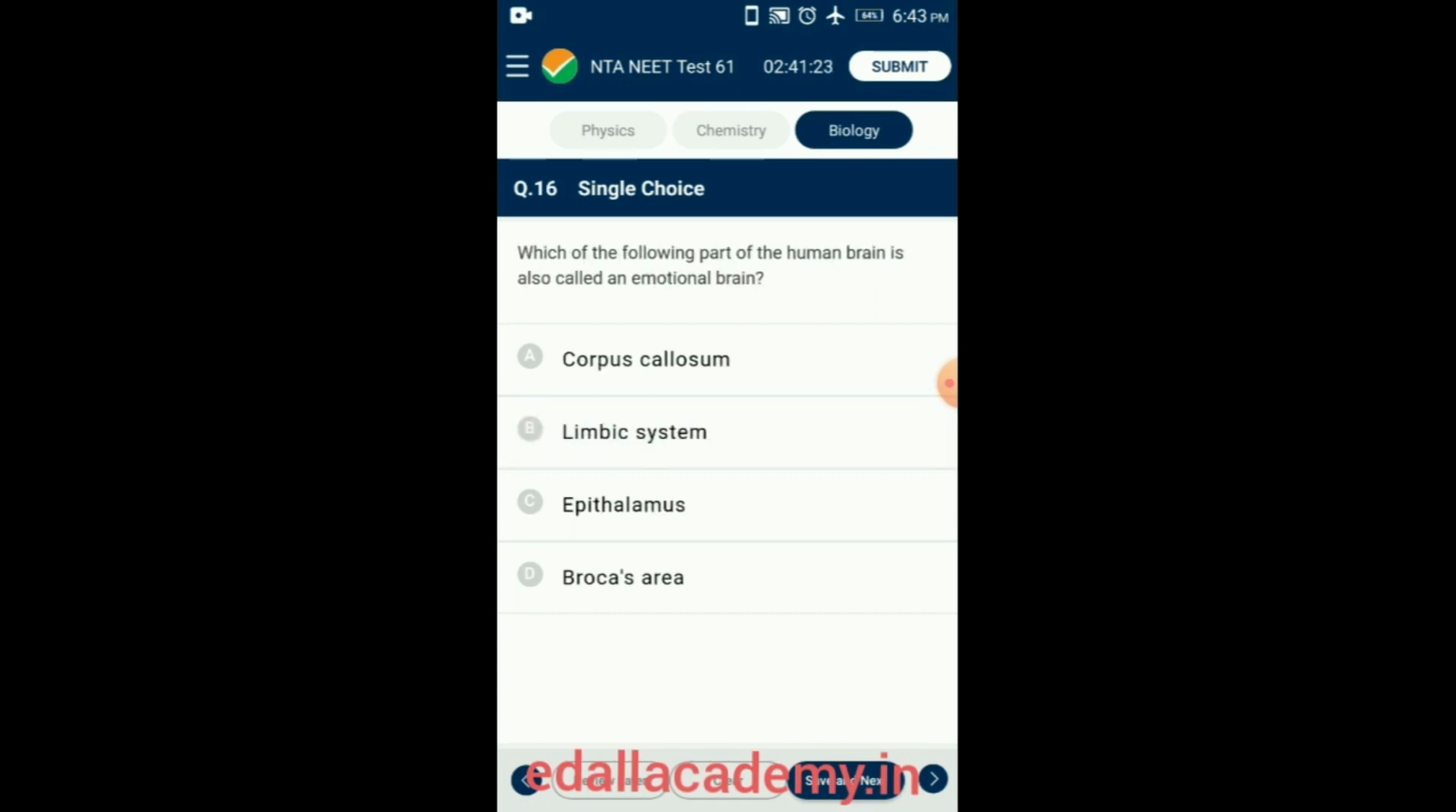Question number 16. Which of the following parts of the human brain is also called the emotional brain? The limbic system is present on the inner border of the cerebrum. A floor of the diencephalon is also called the emotional brain or animal brain. It controls emotion and animal behavior like sniffing, sexual feelings, pain, pleasure, etc. So the answer is option B, limbic system.